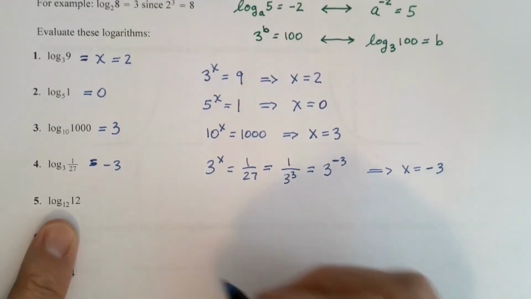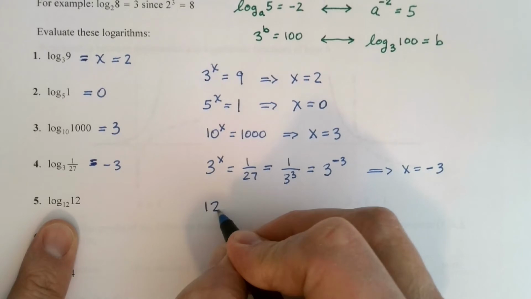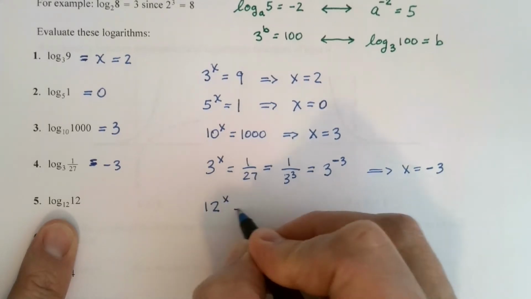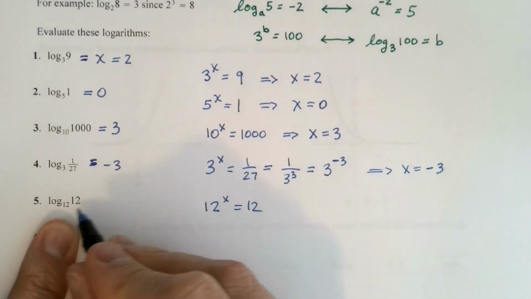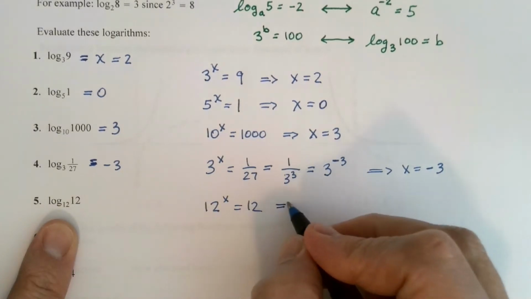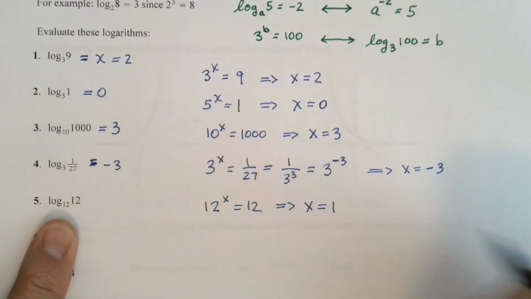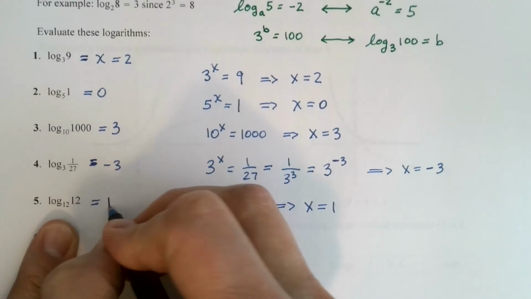So here's a real toughie. 12 is the base. 12 to what power is 12? It's log base 12 of 12. What's the power of 12 needed to get 12? Well, that's pretty obvious. X is 1, right? So log base 12 of 12 is 1.